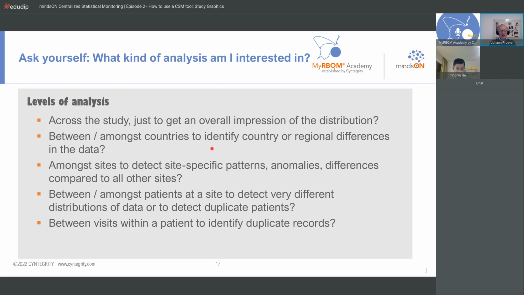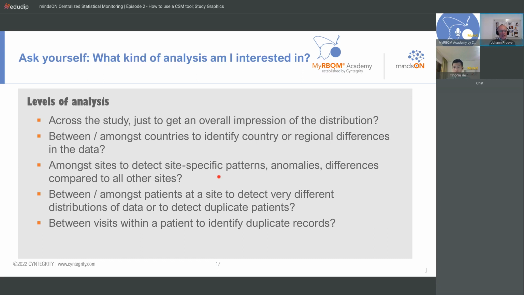Then you may have analyses between or amongst countries to identify country or regional differences in the data. And that is in particular important when you have, for instance, Eastern European countries and Western European countries, because you may see differences between those regions, or even amongst those countries. And I've seen that in my previous life when looking at HbA1c data in diabetics, where the data distribution of the patients in Eastern Europe was really very different compared to the patients that had been recruited from Western European countries.